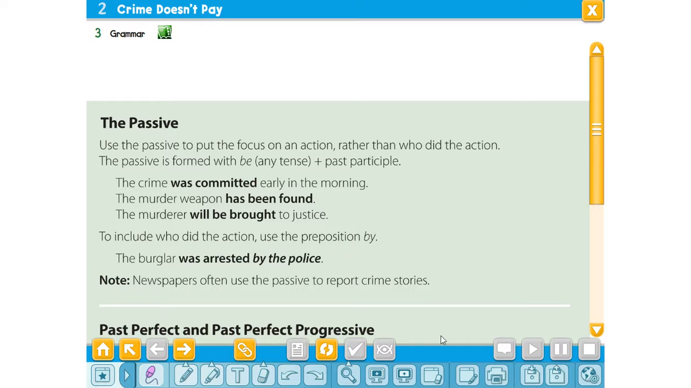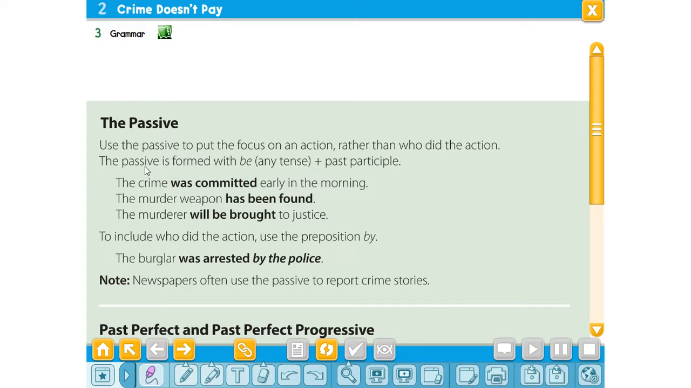The grammar of this unit is talking about the passive. This is unit number two. Crime doesn't pay, and this is the grammar. When do we use the passive? We use the passive to put the focus on an action rather than who did the action.